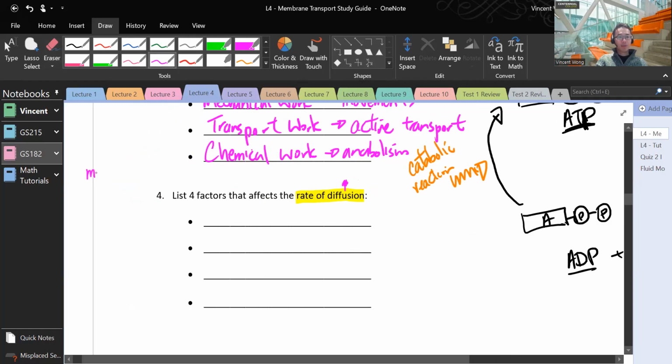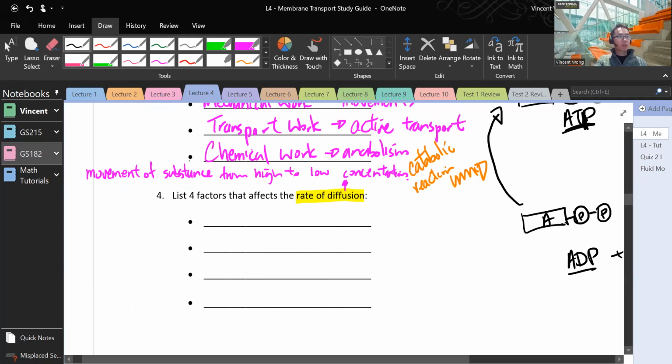So that is the movement of substance from high to low concentration. Okay, and this is a spontaneous process. It does not require energy. So how fast can the diffusion occur? Well, it depends on various factors, right?